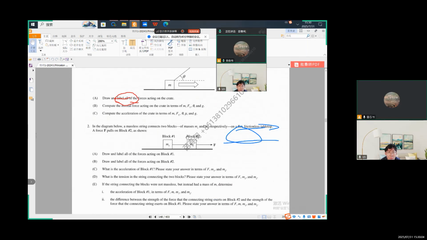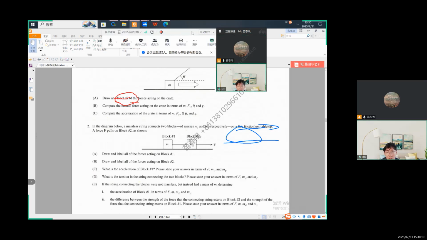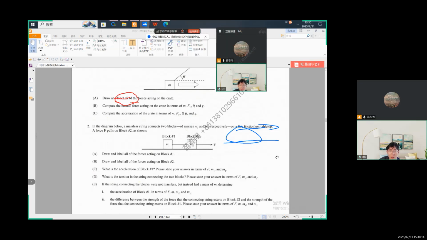Maybe two. Question 2. In the diagram below, a massless string connects two blocks on a frictionless tabletop. Force F pulls on block 2. So, all the forces acting on block 1.